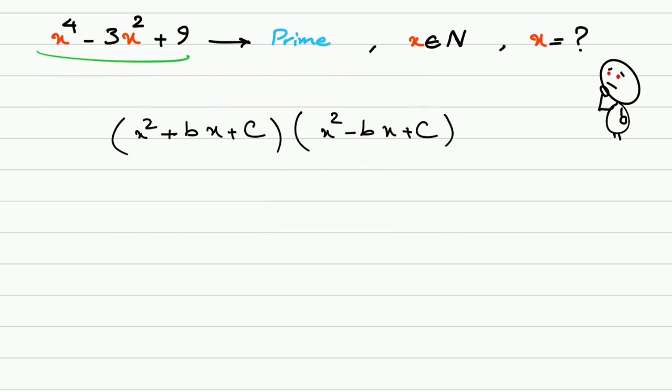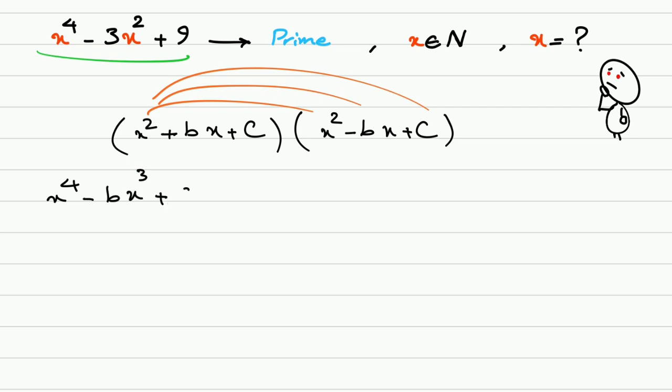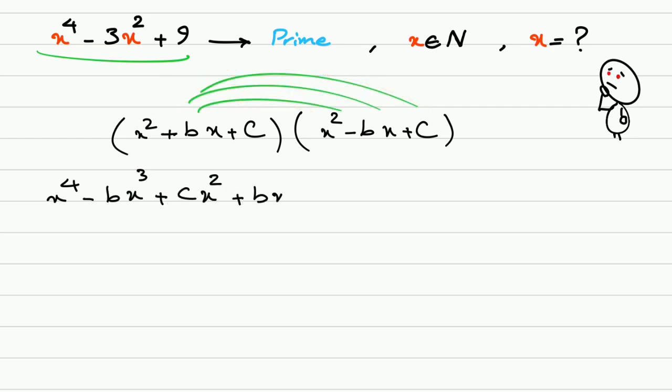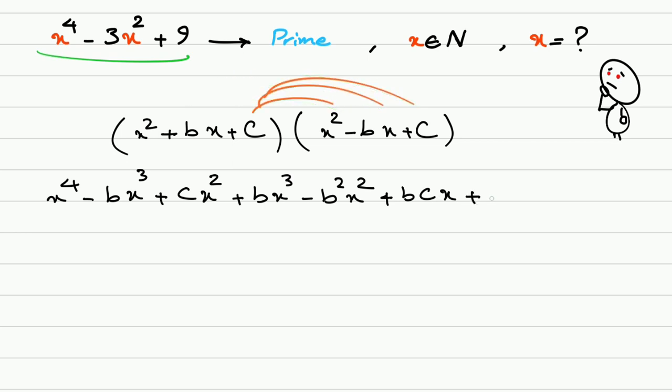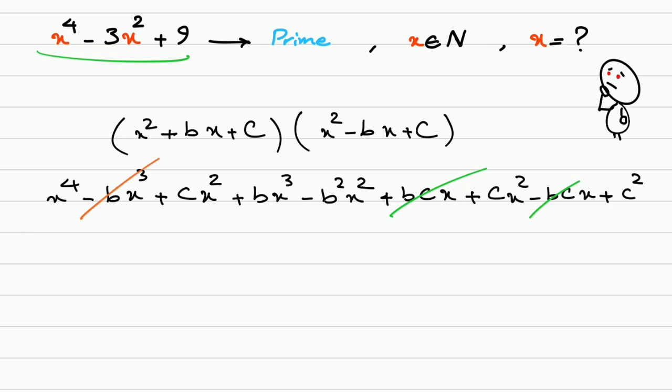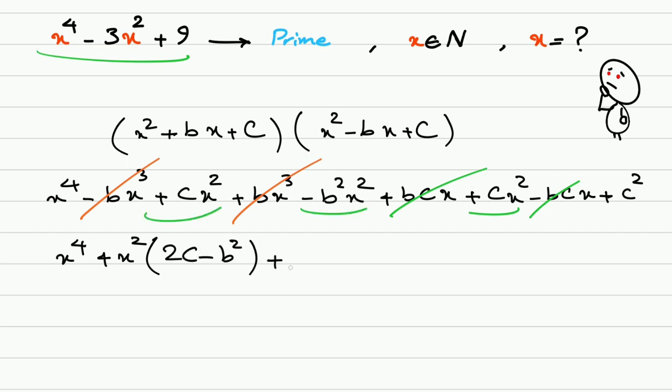Now let's expand this. 1 by 1, x to the fourth power minus b times x cubed plus c times x squared plus b times x cubed minus b squared times x squared plus bc times x. And for the last term, c times x squared minus bc times x plus c squared. So bc times x, negative bc times x. And negative bx cubed, bx cubed. x to the fourth power plus x squared times 2 times c minus b squared, plus c squared.